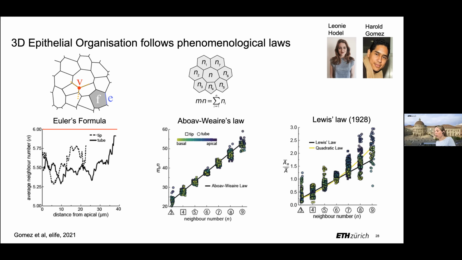Another phenomenological law is Lewis' law, which relates the average area of a cell to the number of neighbors. And the original Lewis law postulates a linear relationship, which we find for the basal cells. And we find a quadratic relationship, we're going to come to that, for the apical side. So where does this Lewis law and Aboav-Weaire law come from? Let's first look at Lewis law.